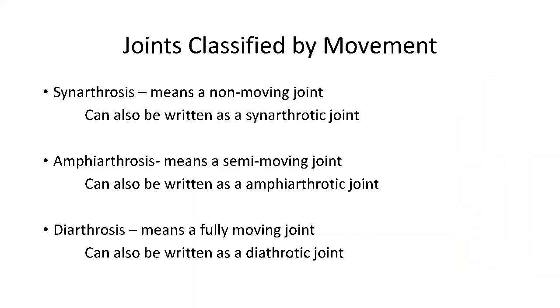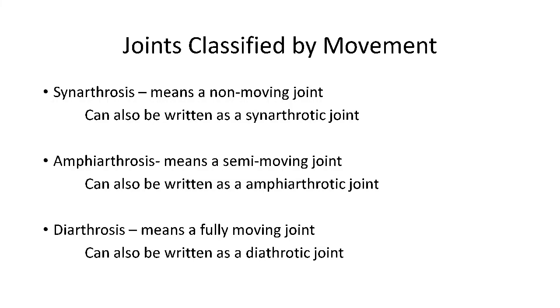And we classify joints based on movement sometimes. If something is a synarthrosis, that means it is a non-moving joint. We can also say it is a synarthrotic joint, which is why we can change the name. Sometimes we don't want bones moving, like your skull. Once it's finished growing and done, we don't want them to move.